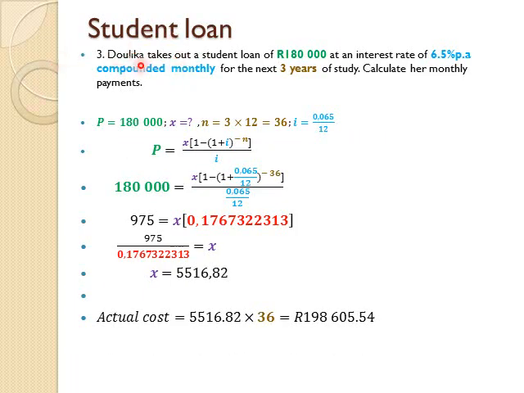Student loans. Dolika takes out a student loan of 180,000. The interest rate is 6.5% per annum, compounded monthly, for the next 3 years of study. Calculate the monthly payments. In short, student loans generally have the lowest interest rate, right? So she borrows 180,000 for 3 years, compounded monthly. So 3 times 12 gives me 36.